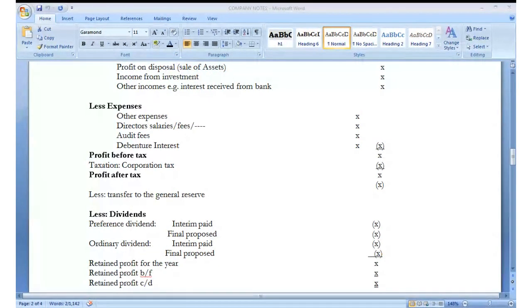Yes, that will always be specified, Veronica. We are going to see how preference dividend is calculated and how ordinary dividend is calculated. They always give that information separately. There should be no confusion. Any other question?